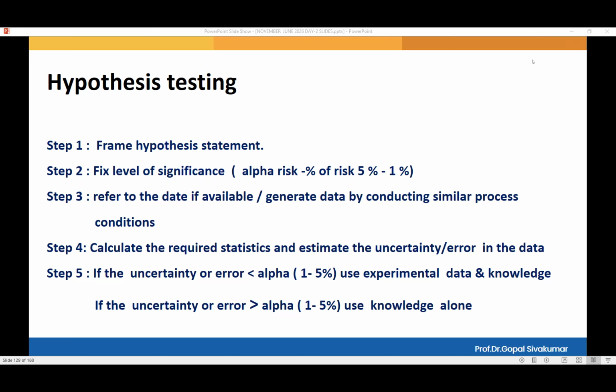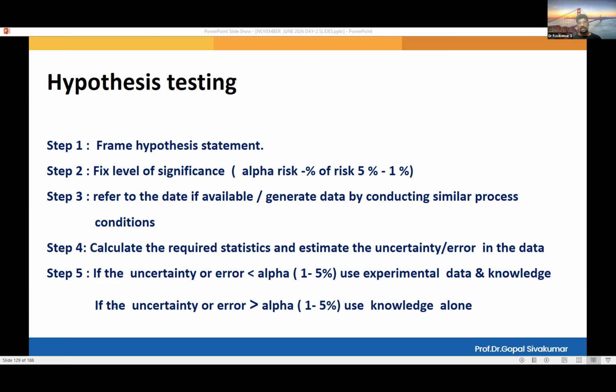The error is more than the allowable limit that we have fixed. So instead of data, we have to use our process knowledge, sir. Yes, the data seems to have more uncertainty than our allowed error. So you simply cannot rely on data. You have to go with your process knowledge. That must be the decision.